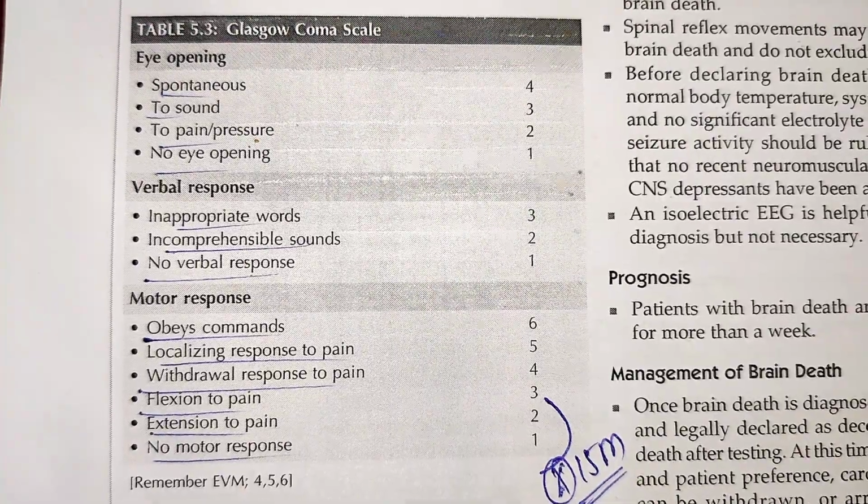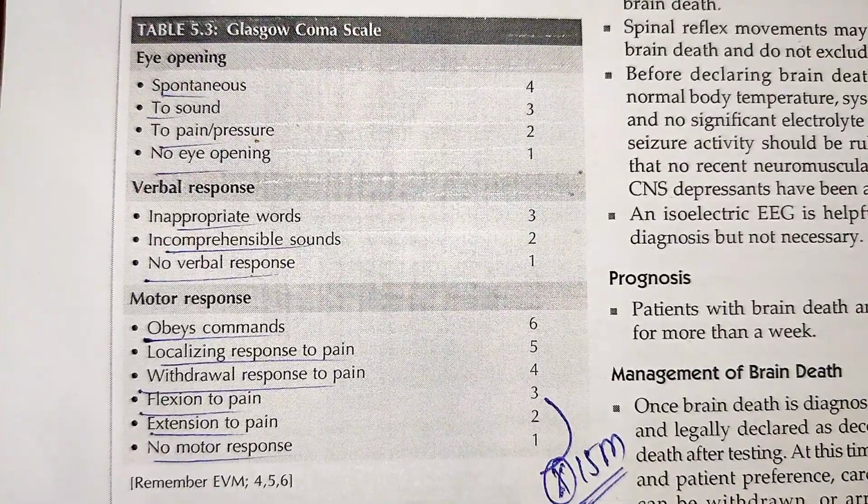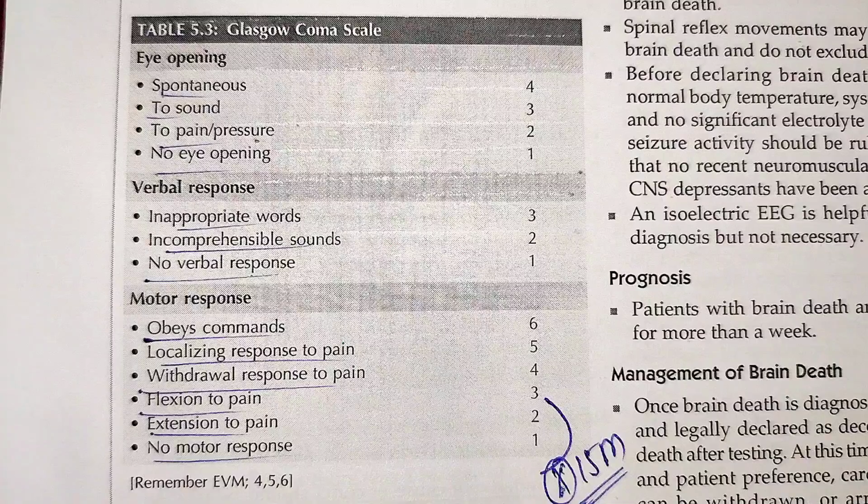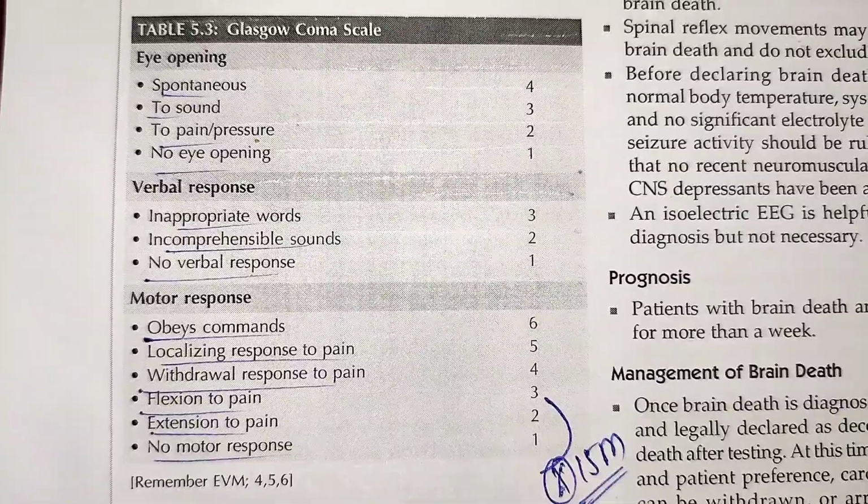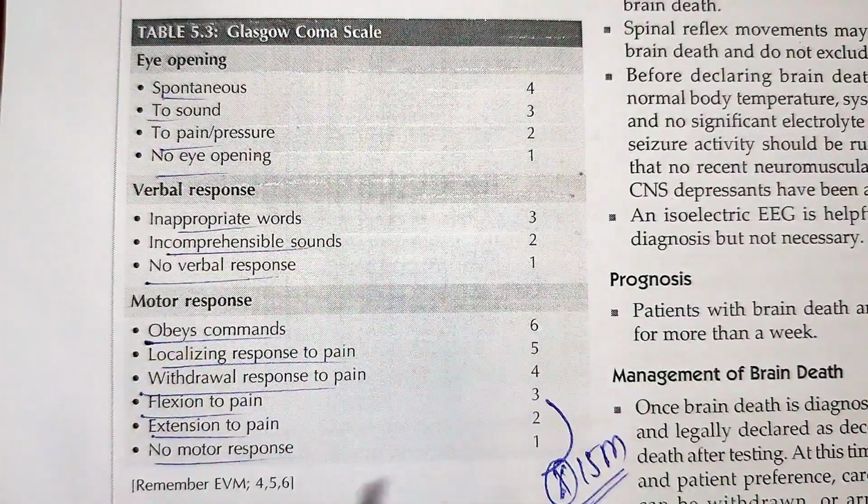I'm teaching this coma question from the aspect of writing the exam. If a coma question is asked in essays or like that, we have to write compulsorily about the Glasgow Coma Scale. While writing about the Glasgow Coma Scale, we have to mention this box.